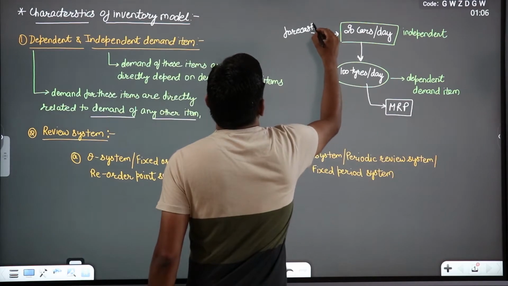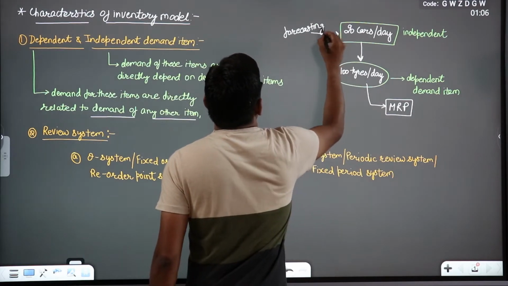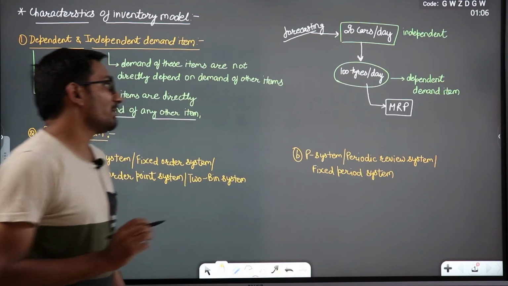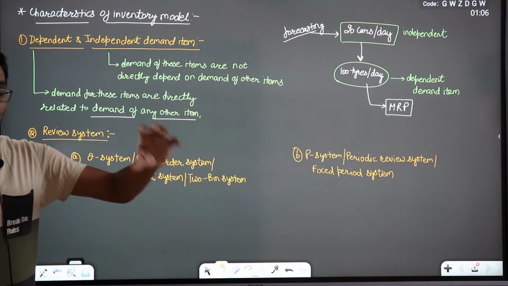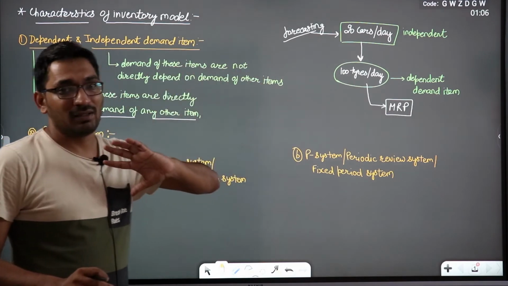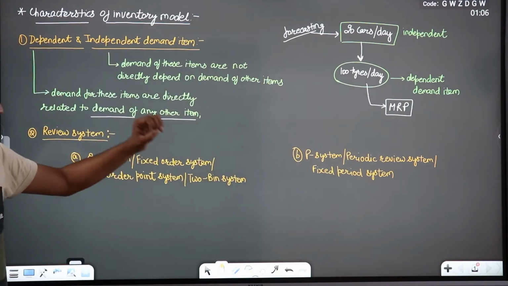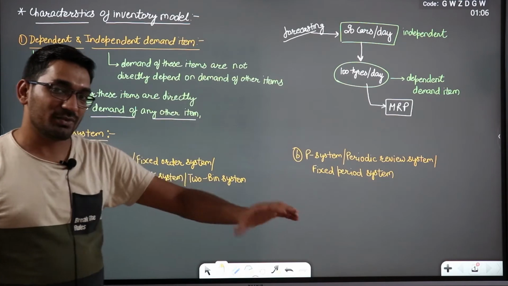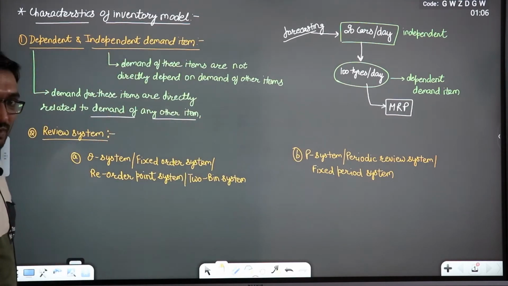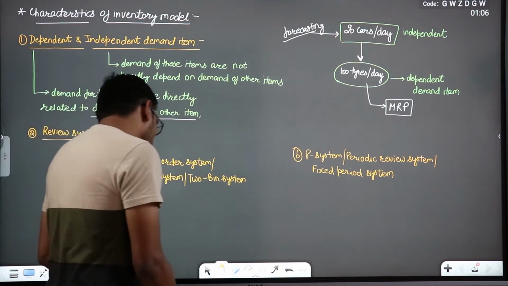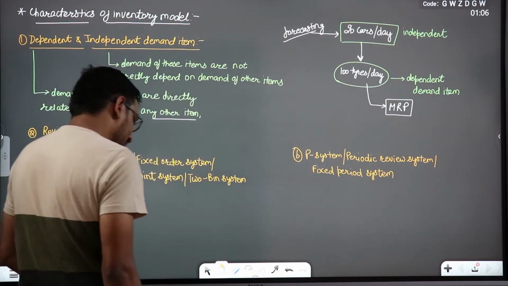Forecasting is in the syllabus of GATE. So the forecasting chapter will deal with those items whose demands are independent, and MRP will be dealing with those items whose demands are dependent on the demand of some other items. These are the dependent and independent demand items.